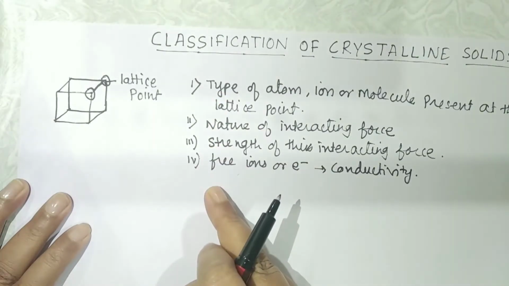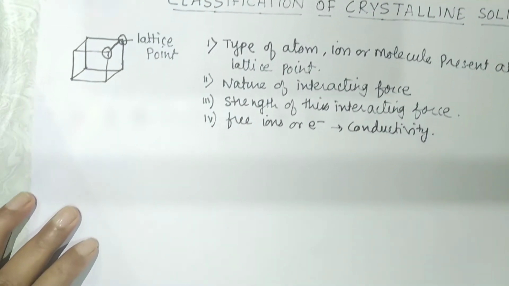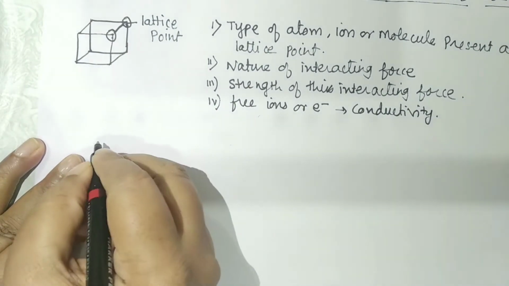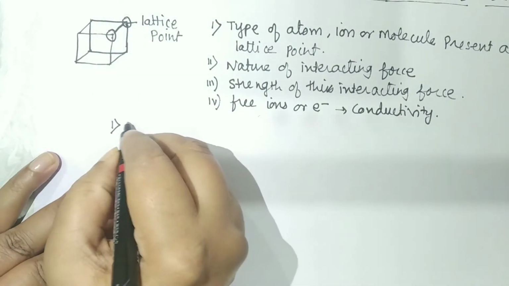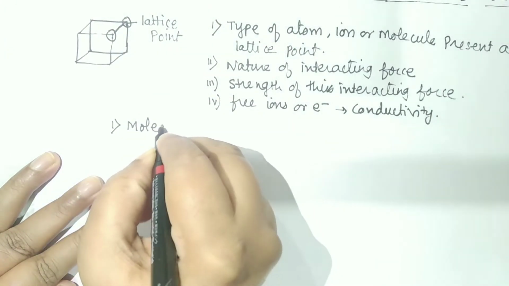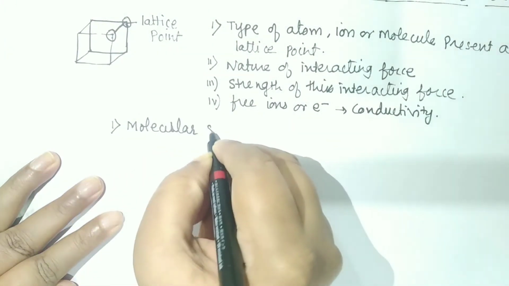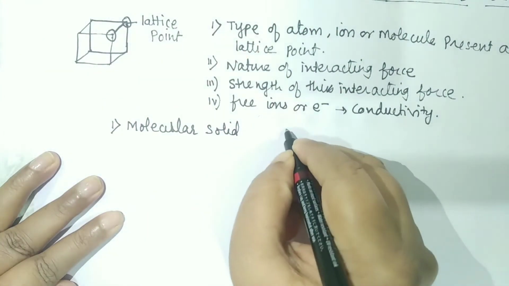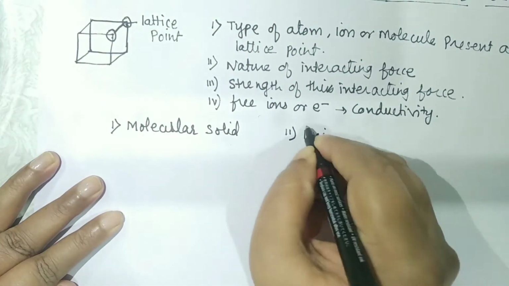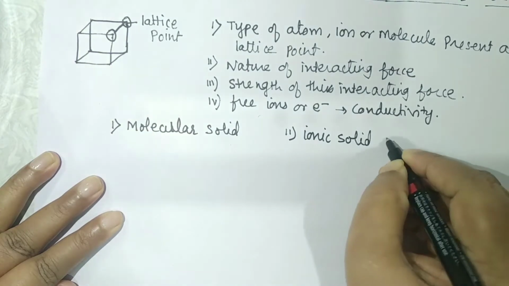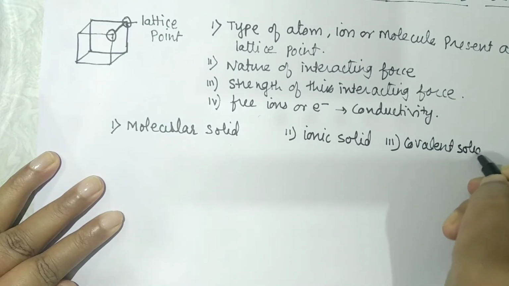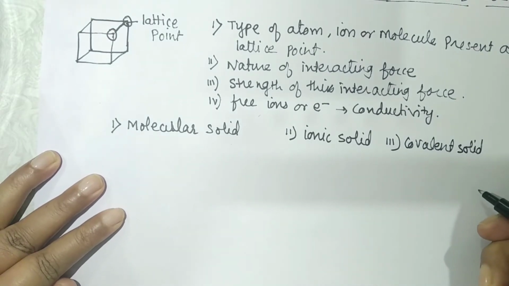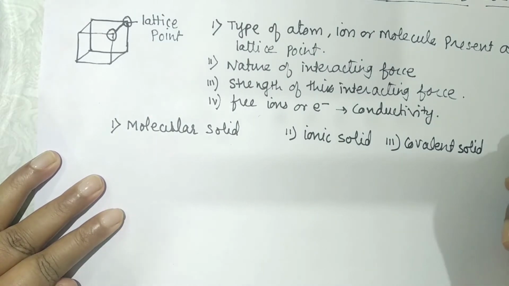Taking into consideration those four points, now let us go and study the four types of crystalline solids. So the crystalline solids are classified into four types as I said. Let us take the first one, that is molecular solid. Second is ionic solid. Third is covalent solid. Covalent solid is also called the joint structures that they form, so we say it is a network solid. And the fourth is the metallic solid.